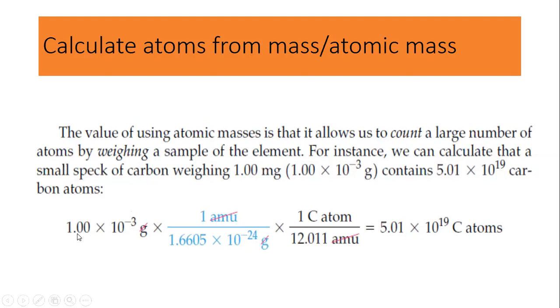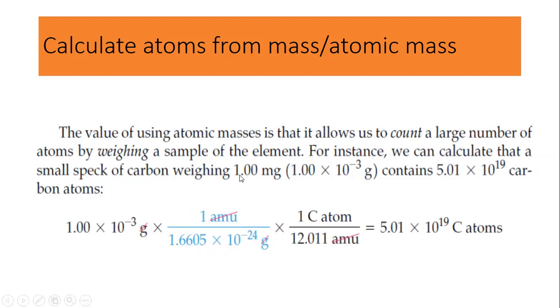So it will be 1.00 x 10^-3 gram. And this is the factor we have already discussed before: 1 AMU will be equal to 1.6605 x 10^-24 gram. So you have to put this in the denominator, and this will be the numerator, because you have to cancel the gram with the gram. If it is cancelled out, the remaining will be the atomic mass unit.